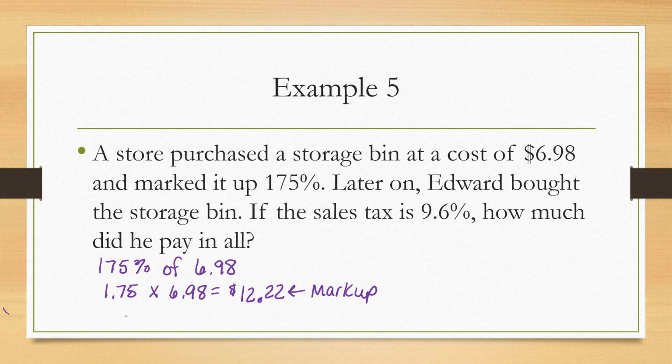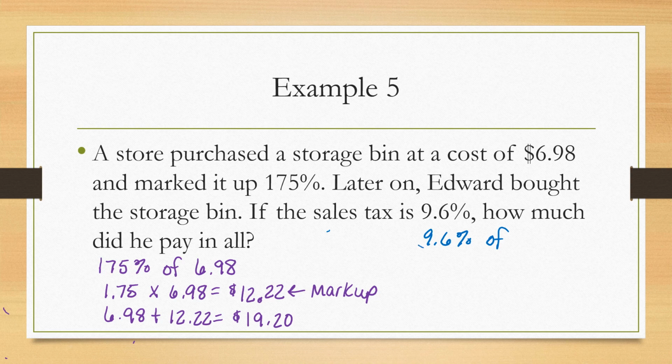So to figure out what the sale price is, what Edward is going to pay for that storage bin, we need to add that $12.22 back to that original price of $6.98. So $6.98 plus the $12.22 gives us a total of $19.20. So that is Edward's price for the storage bin. However, Edward also has to pay his sales tax. So he's paying 9.6% sales tax on the amount that he is paying for the item.